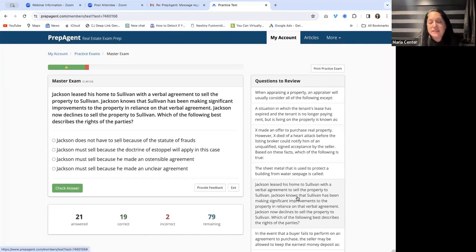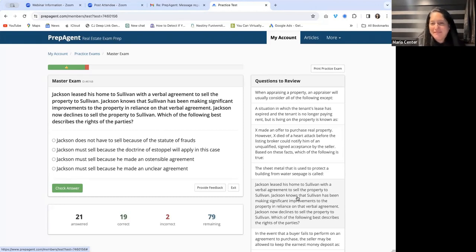Is it A, Jackson does not have to sell because of the statute of frauds? Is it B, Jackson must sell because the doctrine of estoppel will apply in this case? Is it C, Jackson must sell because he made an ostensible agreement? Or is it D, Jackson must sell because he made an unclear agreement? What do you guys think?